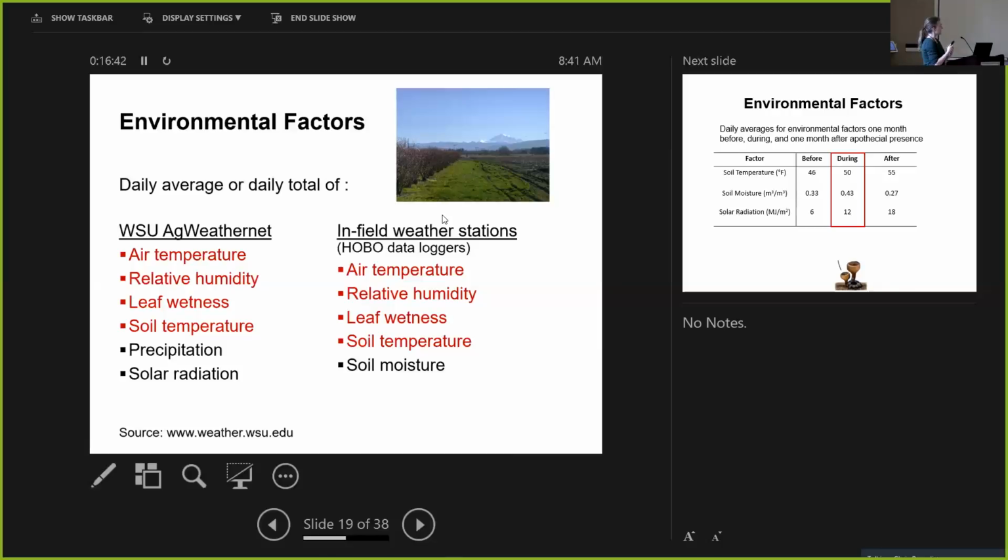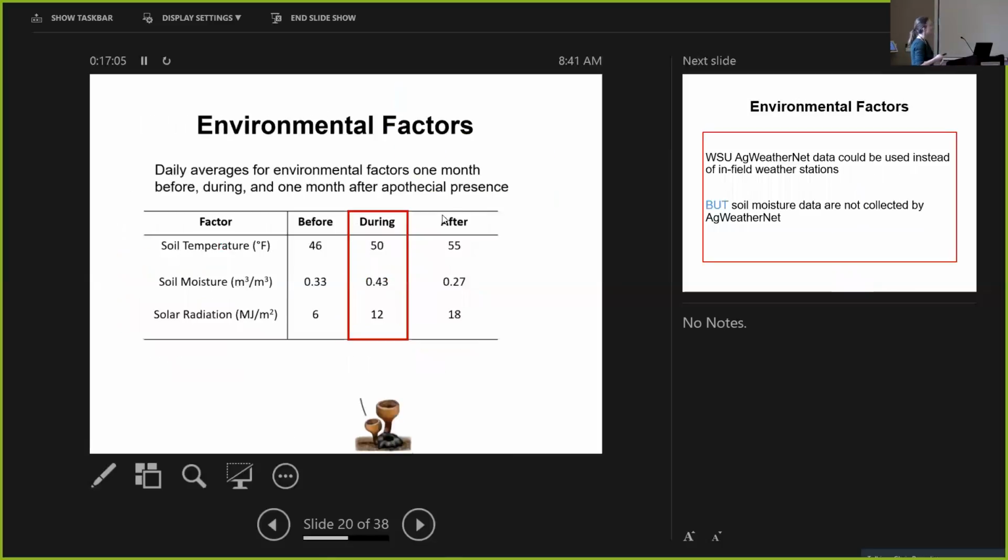Now, the factors that I included in both systems were air temperature, relative humidity, leaf wetness, and soil temperature. Precipitation and solar radiation of WSU Ag WeatherNet were included, and soil moisture sensors were placed in the field. And now, I did several analyses and modeling approaches, but the 3 factors that came out as the most significant were soil temperature, soil moisture, and solar radiation, being light.